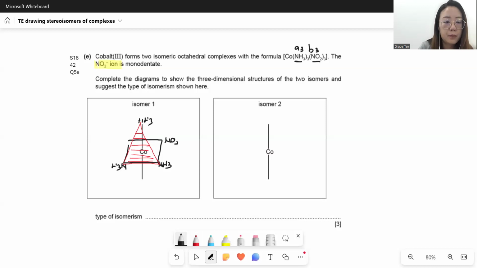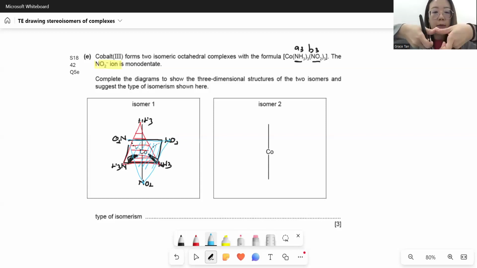And of course, the other 3 are on the N, not on the O. The lone pair is donated by the nitrogen atom. So it's NO2, like this. If you connect the 3 nitrogens here, you will see the triangle is downwards, but it's behind, right? This one is towards our face, standing upward. The other one is at the back. So there are 2 faces of triangle. We call this the cis isomer.